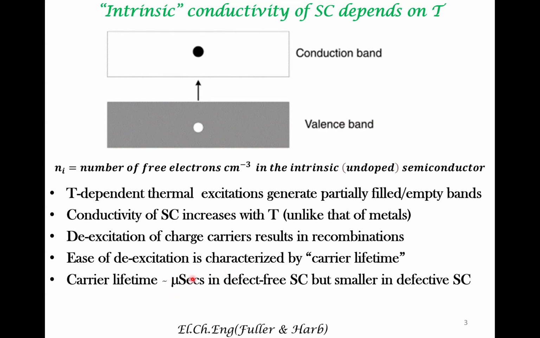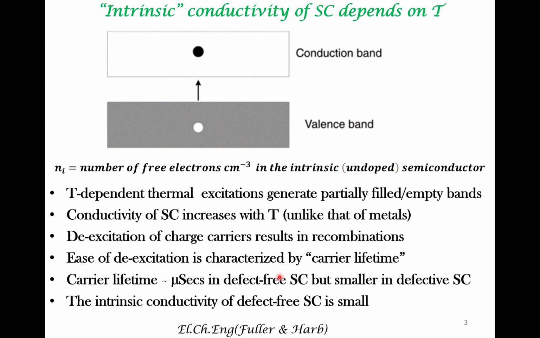So because you want to increase the carrier lifetime, it is advantageous to have defect-free single crystalline semiconductors, which are hard to make. The material processing involved in making a defect-free semiconductor is rather challenging. That is why the cost of semiconductor devices is also rather high.